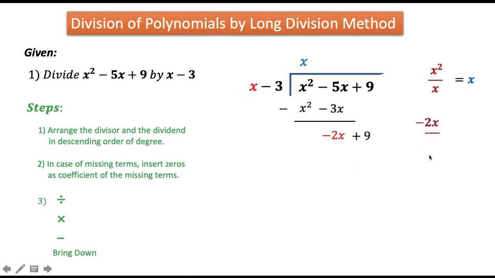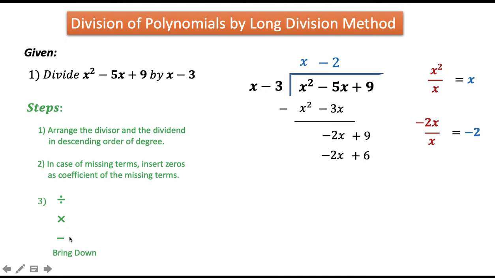So negative 2x divided by x. Cancel x, that is 1. 1 times negative 2, that is negative 2. And that will be our next partial quotient. Then after dividing, multiply. Negative 2 times x is negative 2x. Negative 2 times negative 3 is positive 6.